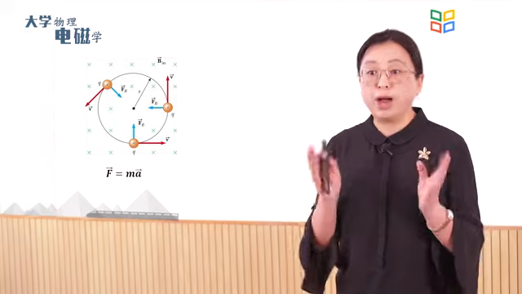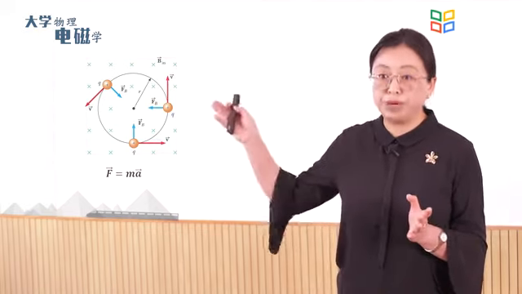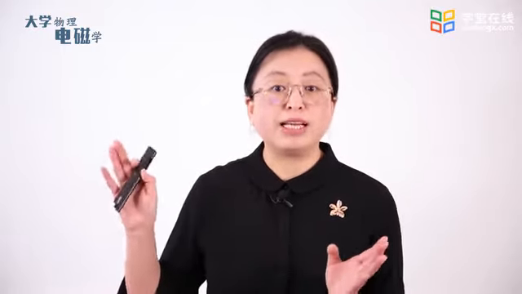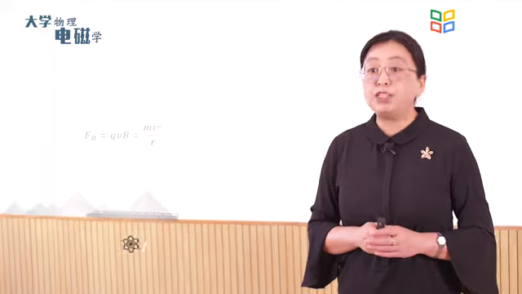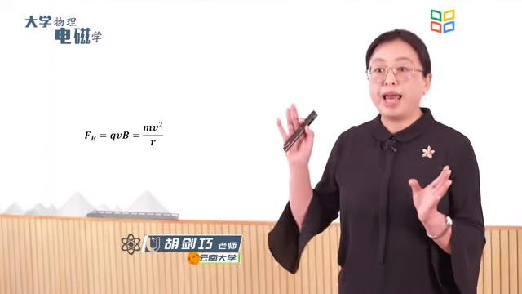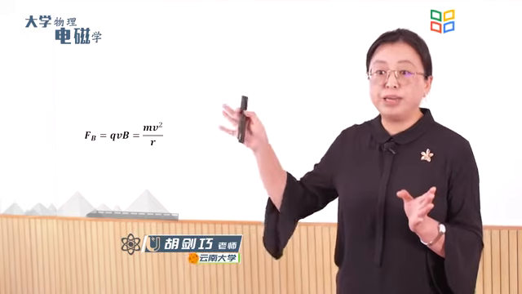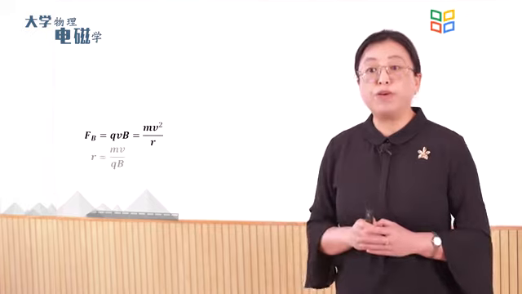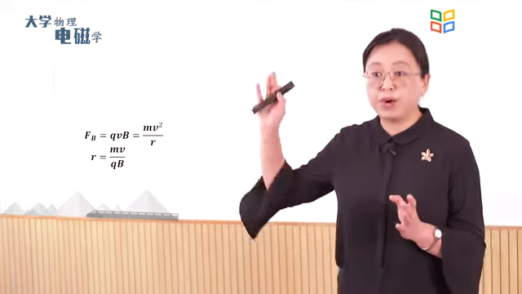We use the particle under a net force model to write Newton's second law for the particle. Because the particle moves in a circle, we also model it as a particle in uniform circular motion, and we replace the acceleration with centripetal acceleration. F_B just provides the centripetal acceleration. Based on Newton's second law, we have this equation, QvB equals mv squared divided by r. We solve for radius r of the circle as expressed by this equation.